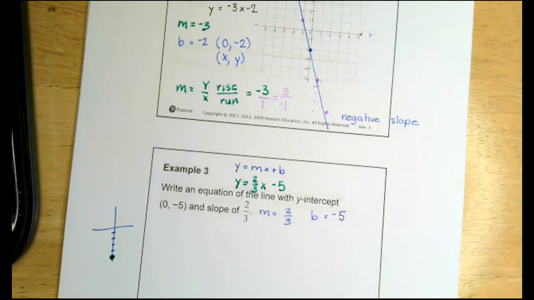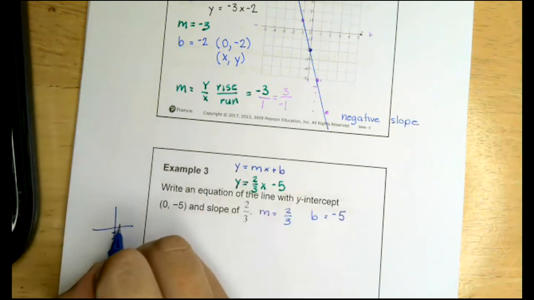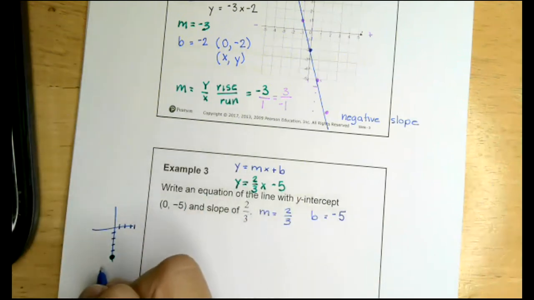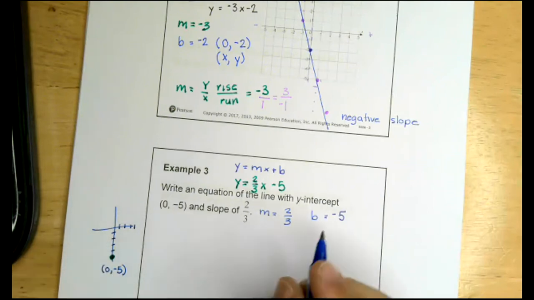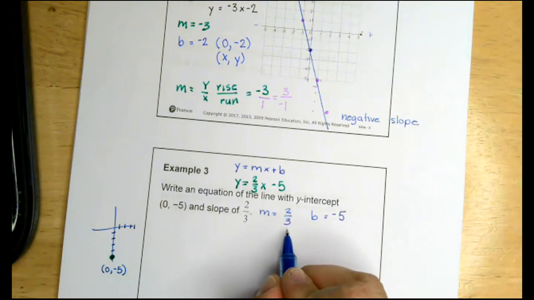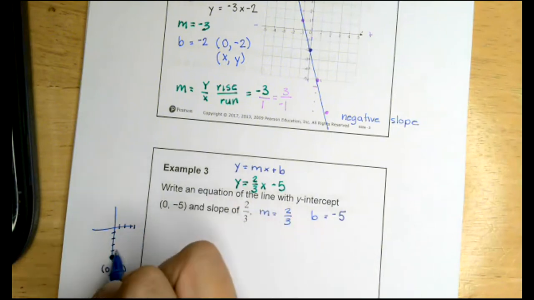So that's all you have to do. We are just substituting in the slope and the y-intercept. You can even check this on Desmos, okay? So my first point is 0, -5, yeah. And then my slope is 2/3. So that's 0, -5. My slope is up 2, right 3.